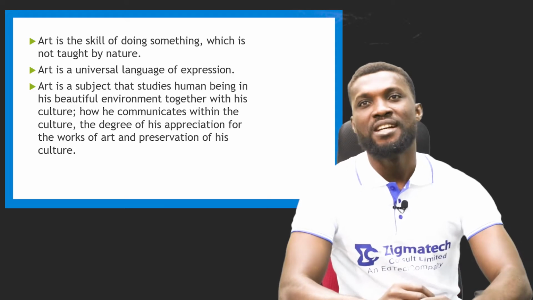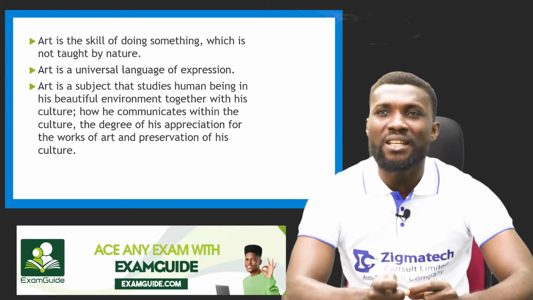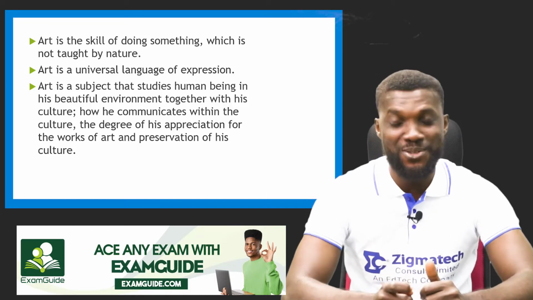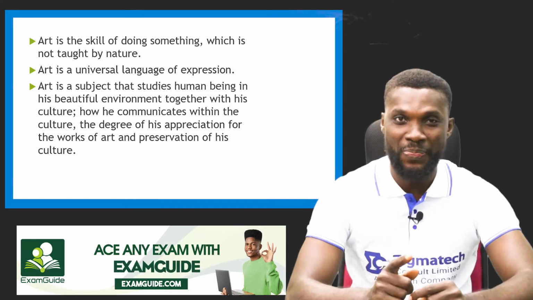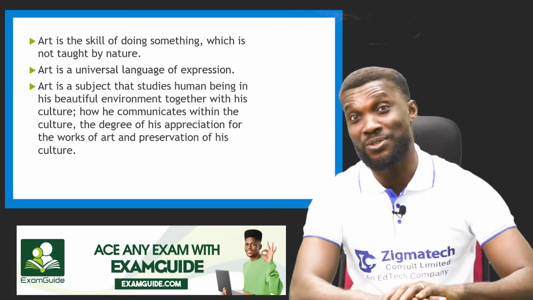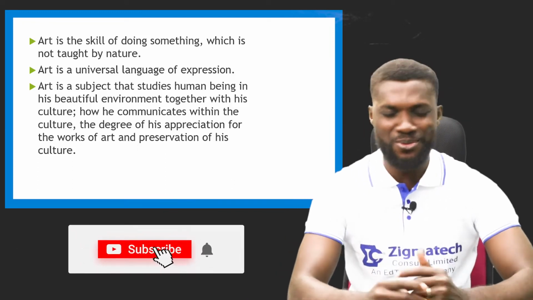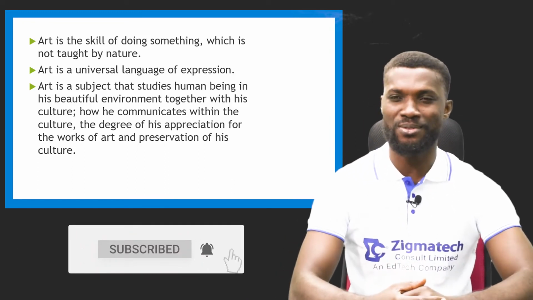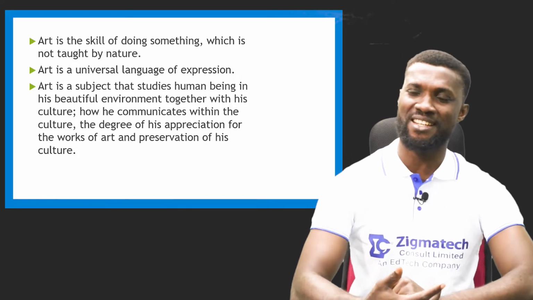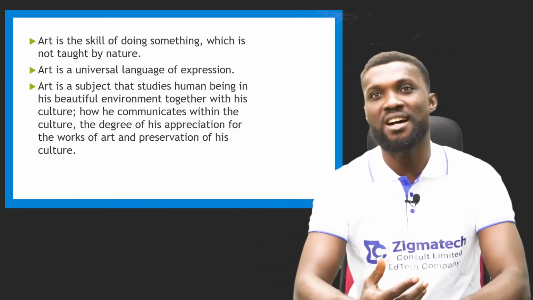Now let's continue. Let's look at the fifth definition. Art is the skill of doing something which is not taught by nature. Did you get that? The skill of doing something that is not taught by nature is art. You do something that nobody taught you. You see some person that invents, how did you get that? I don't know, it just came out. So that is exactly what art is.